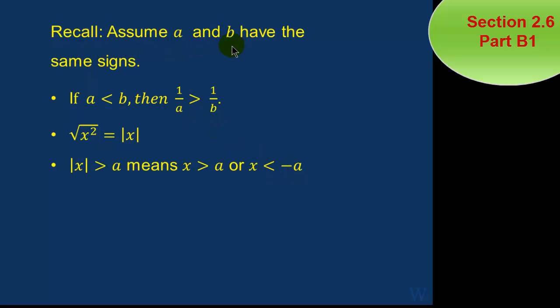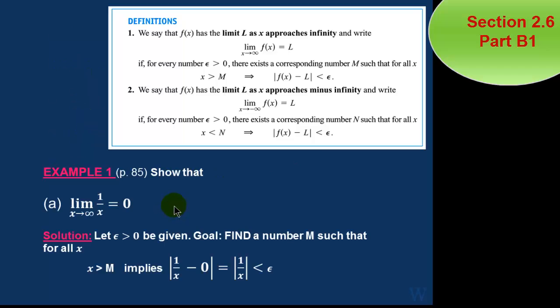Recall, assume that a and b are real numbers that have the same sign. In other words, either both a and b are positive or both a and b are negative. If a is less than b, then whenever we take the reciprocal, it reverses the order of the inequality. Also, recall that another way of defining the absolute value of x is that it's equal to the square root of x squared. And another rule about absolute value and inequality: the absolute value of x greater than a means that either x is greater than a or x is less than negative a.